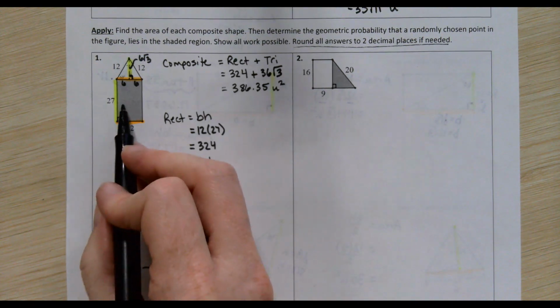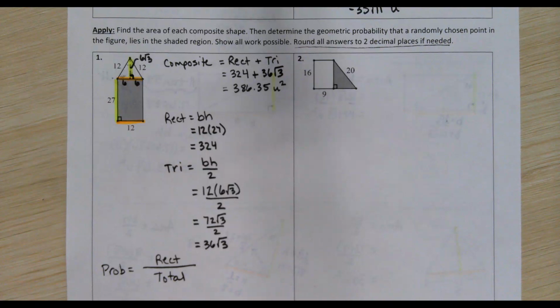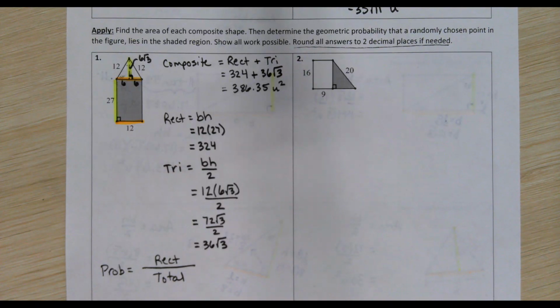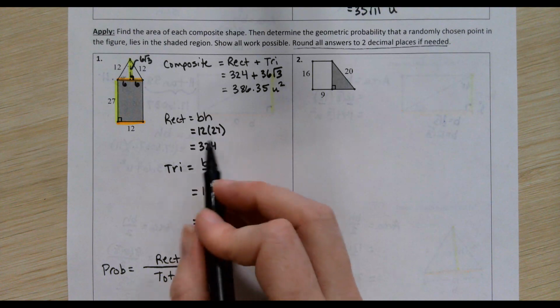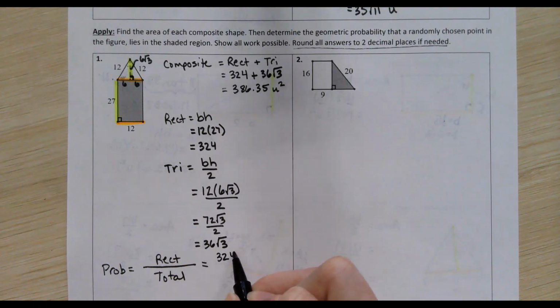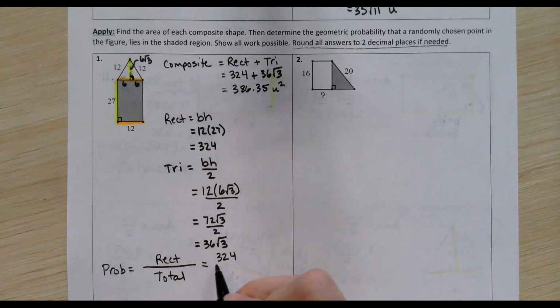desired area. So the shaded area to me looks like that rectangle. And then we have the total area on the bottom. Looks like that screen got a little fuzzy, so let me go ahead and refocus here. Now, before you get too frustrated, I think we have everything we need to take care of that. The rectangle area was 324, and the total area would be what we just found, that 386.35 number, but remember that was rounded.